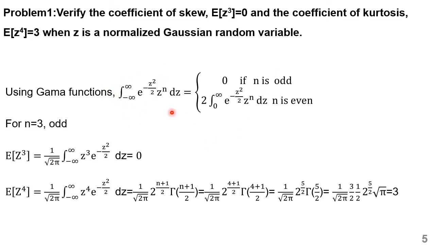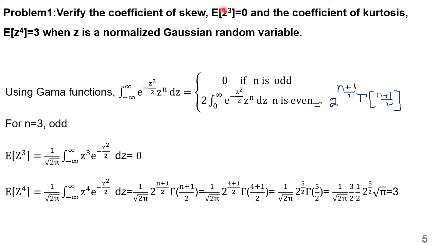If n is even, then this turns out to be 2 integral of 0 to infinity e to the power minus z squared by 2 z to the power n dz, which is in turn given as 2 to the power (n plus 1) by 2 gamma of (n plus 1) by 2. So now n here, they have given n value is equal to 3.